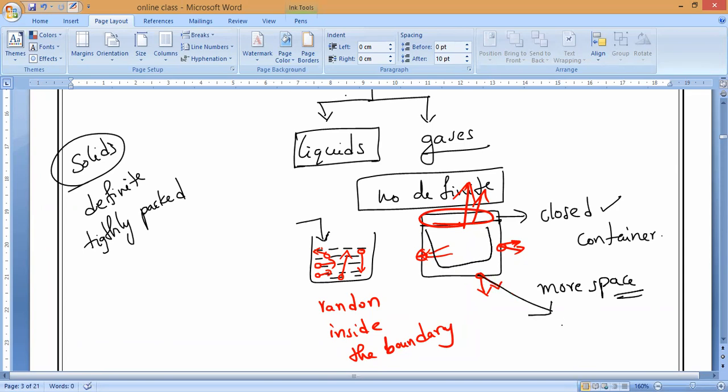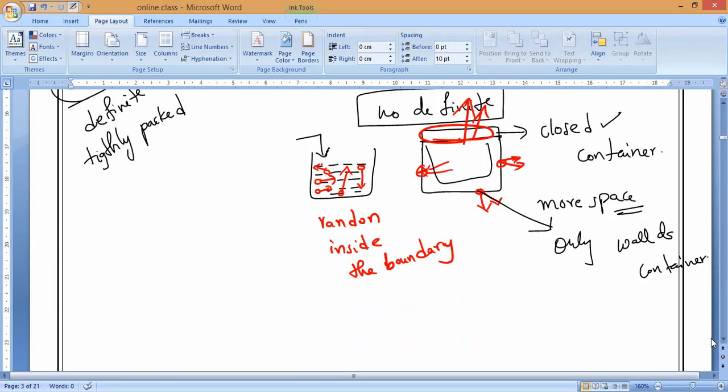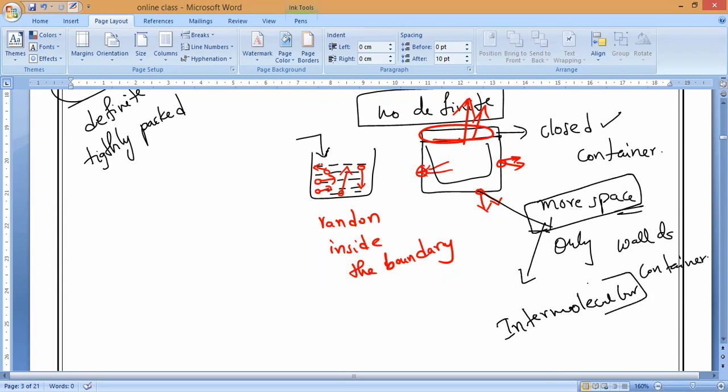Where do gases exert pressure? Always only on the walls of the container. So wherever we give a leakage or keep a hole, through that hole all the gas particles try to escape, because they have more spaces between them. These spaces we call intermolecular spaces. This is chemistry, I should not say it, but I am saying intermolecular spaces.